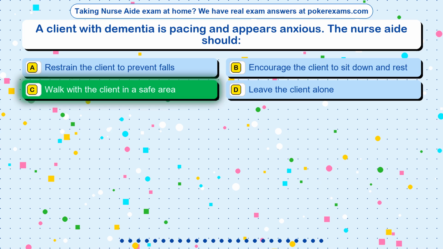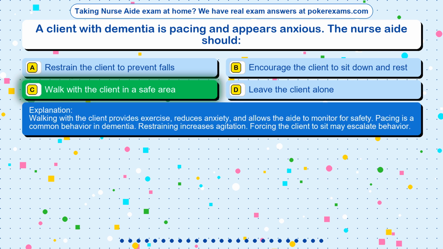The correct answer is option C. Walk with the client in a safe area. Walking with the client provides exercise, reduces anxiety, and allows the aide to monitor for safety. Pacing is a common behavior in dementia. Restraining increases agitation. Forcing the client to sit may escalate behavior.